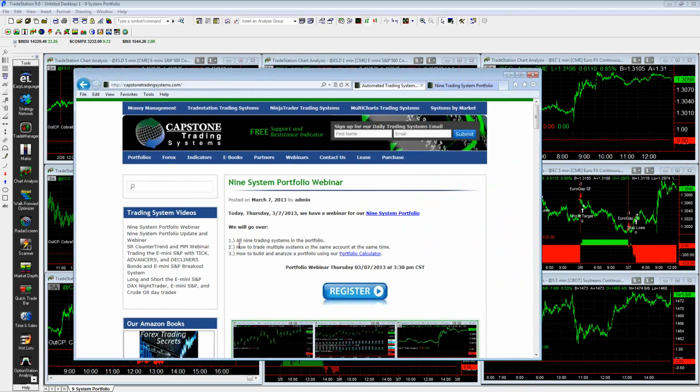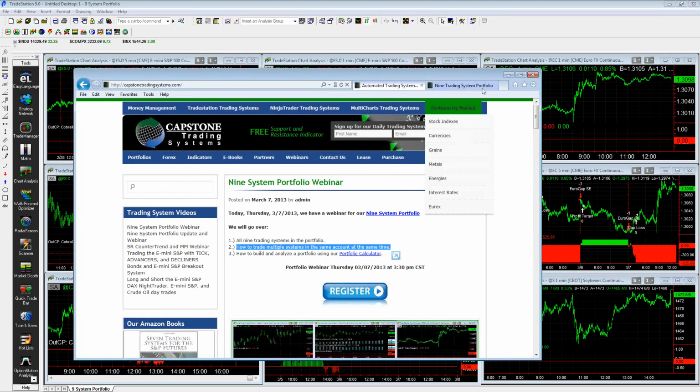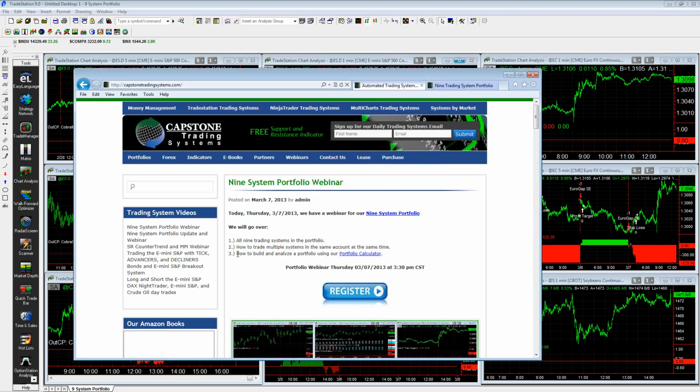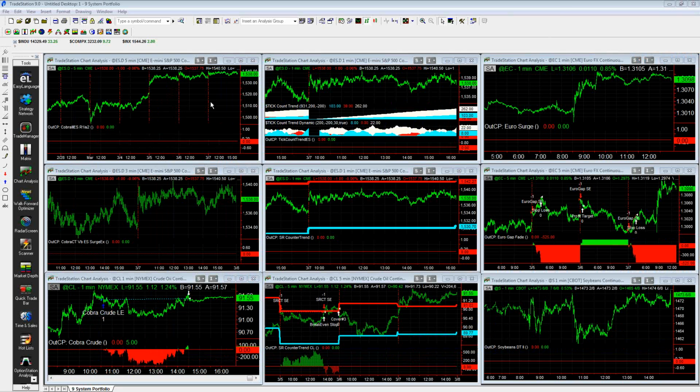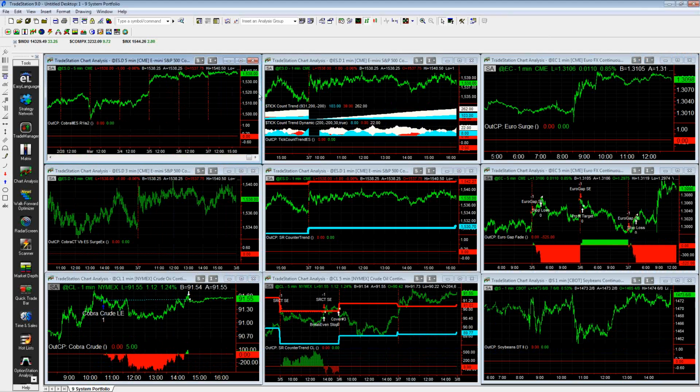We're going to talk about how to trade multiple systems in the same account at the same time. We're going to look at some of the automation settings. And then we're going to go over how to build and analyze a portfolio using our portfolio calculator in Excel. And so with that, we're going to begin. We're going to take a look at each of these strategies.